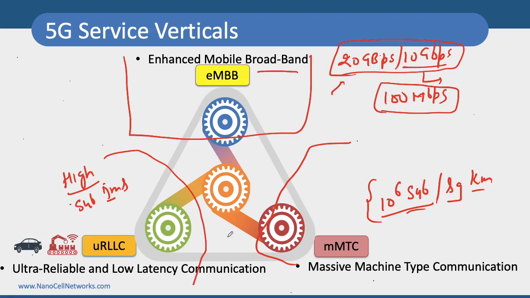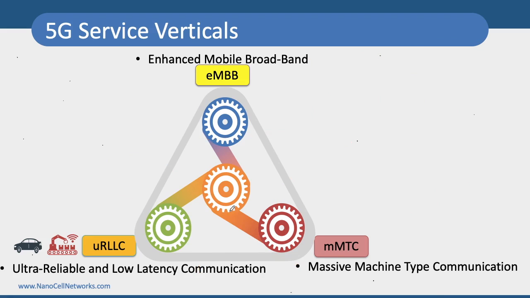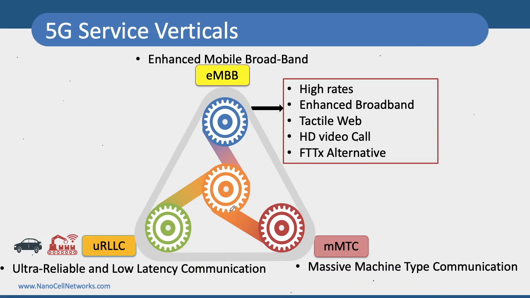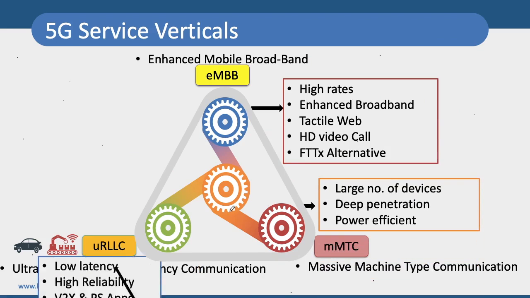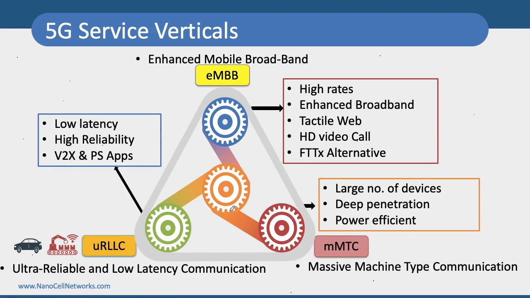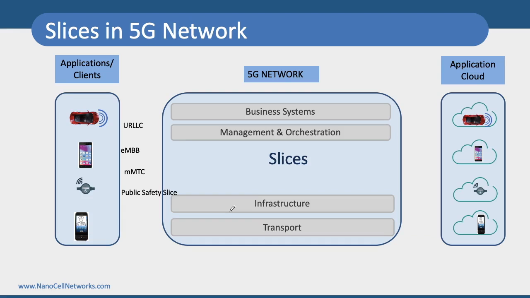To achieve this, just to give an example, we need high data rate, more number of devices, low latency and high reliability communication. To do this, we have to divide our network logically, but based on a single physical infrastructure. And the answer for this is slicing.